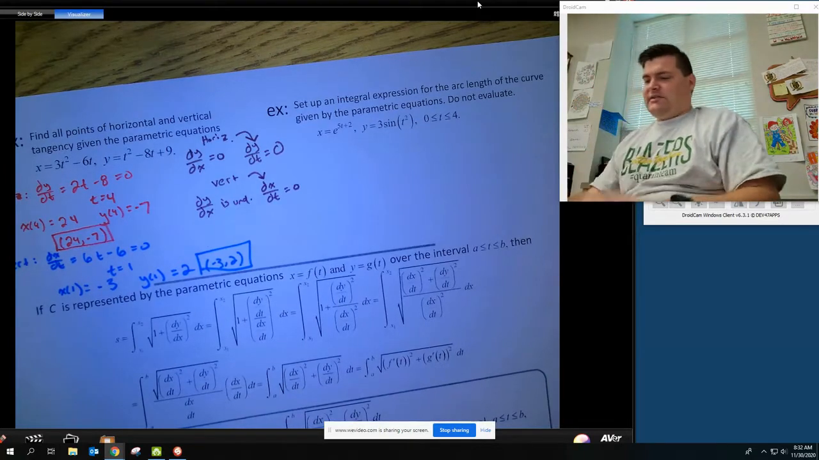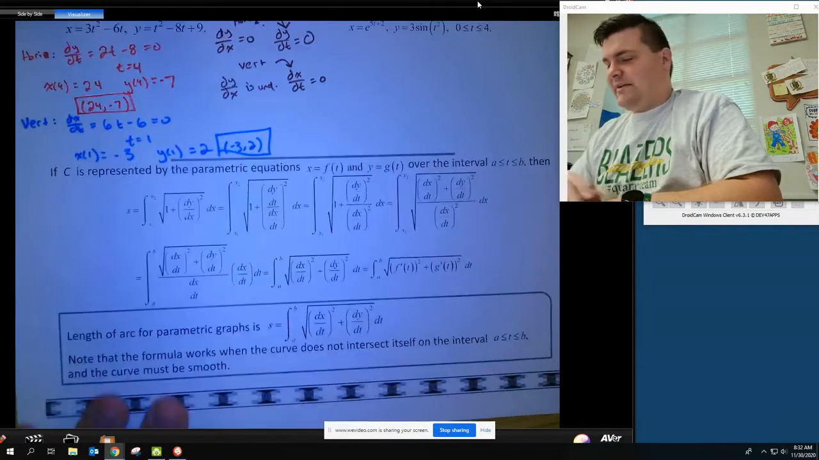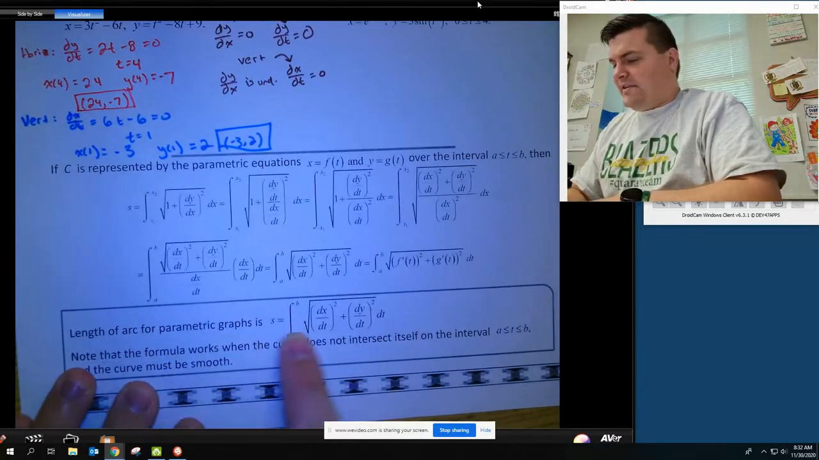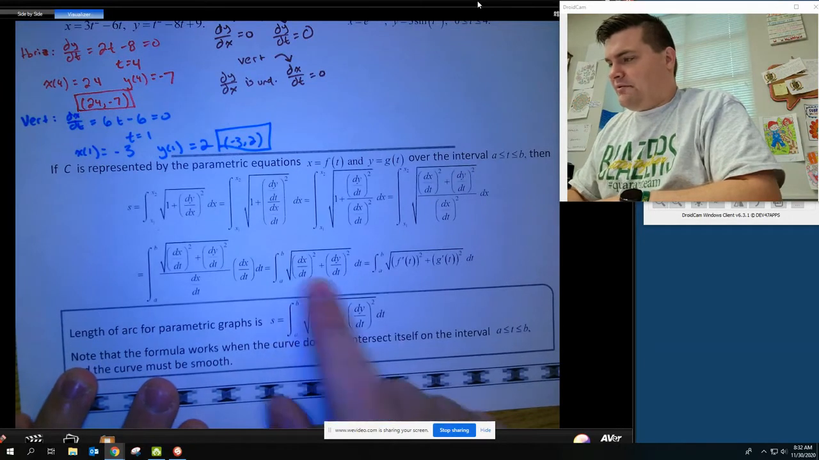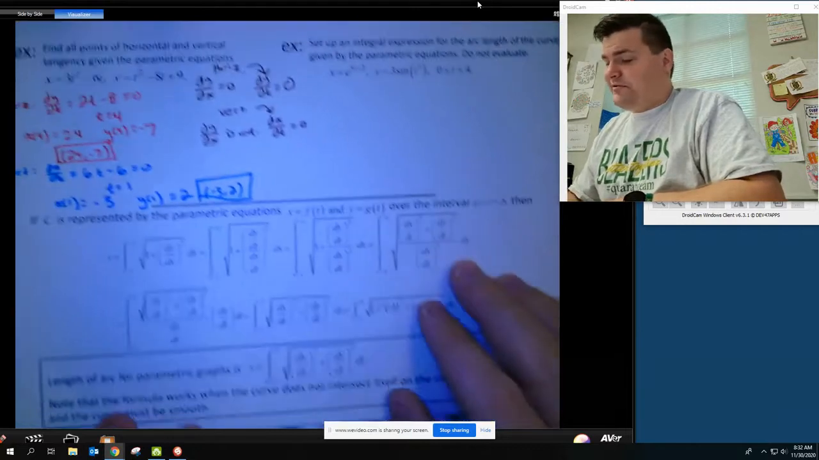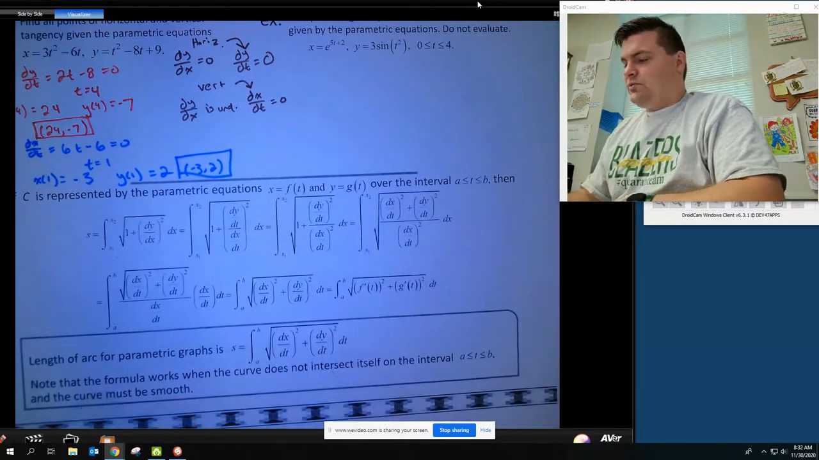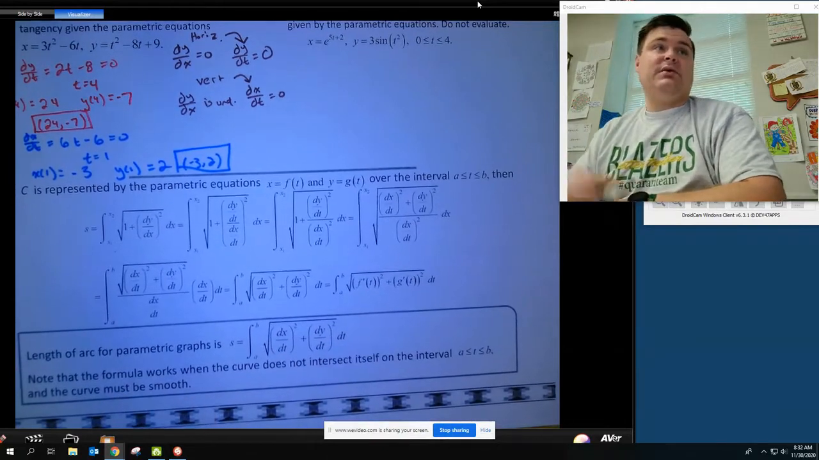Arc length, well, let's look at arc length down here, because this is another little formula that we're going to have to memorize. Okay, so arc length for a parametric graph is right here. So S is going to be the integral from a to b. This one gives us a to b, super nice. And then it's going to be the square root of the derivative of x squared plus the derivative of y squared, all with respect to t, dt.